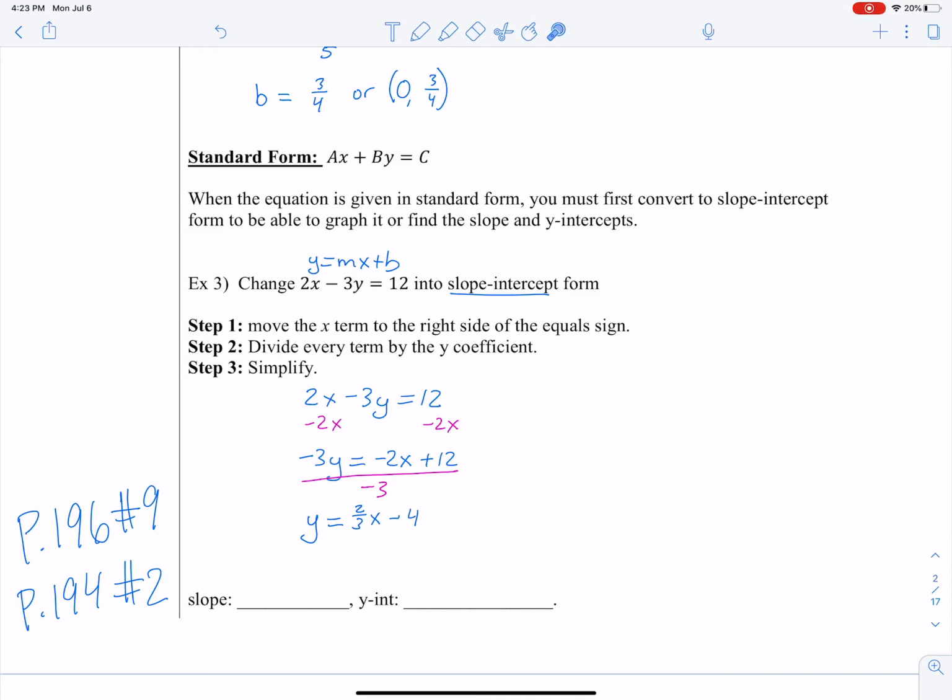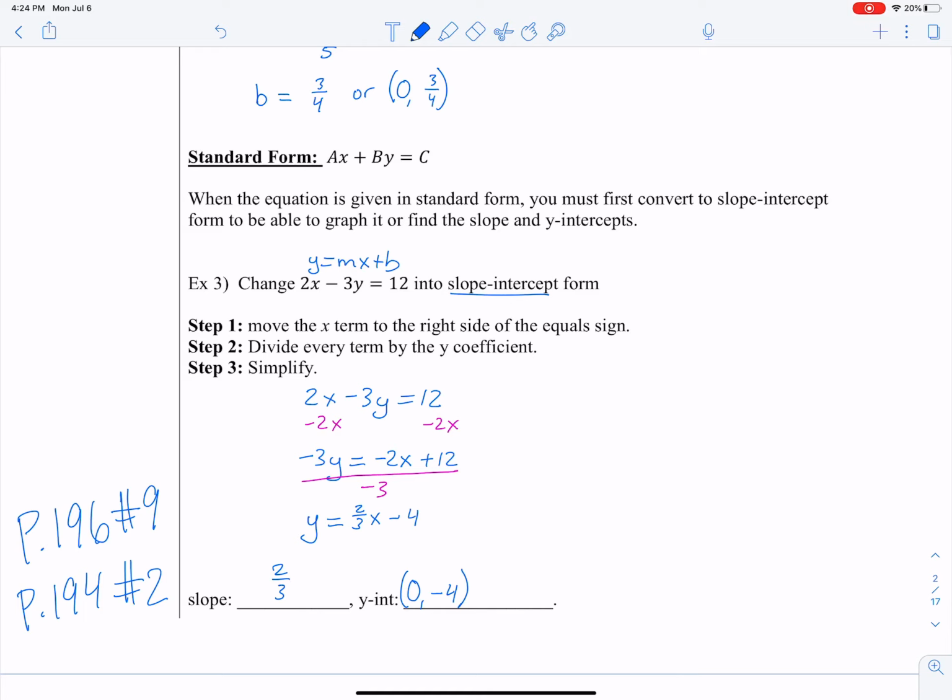Here's my slope, 2 over 3, whatever's right in front of my x, so I can write that here, 2 over 3. And my y-intercept, which is right here, I can write that here. So negative 4 is my y-intercept. Or you might see it written as 0, negative 4.